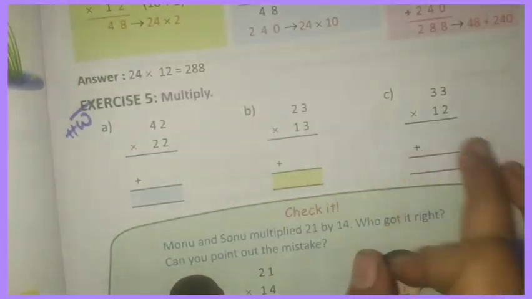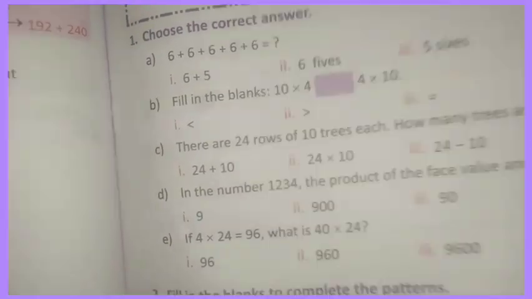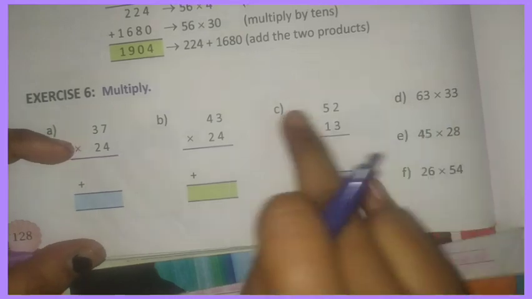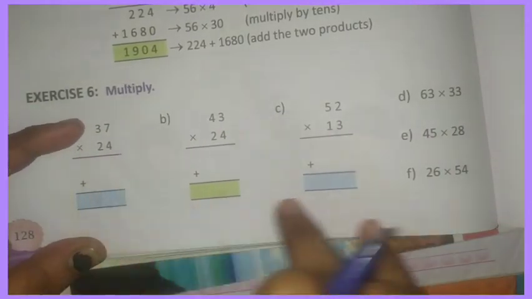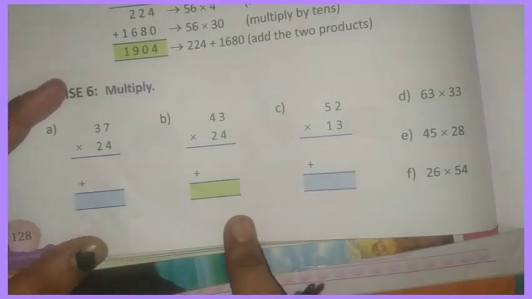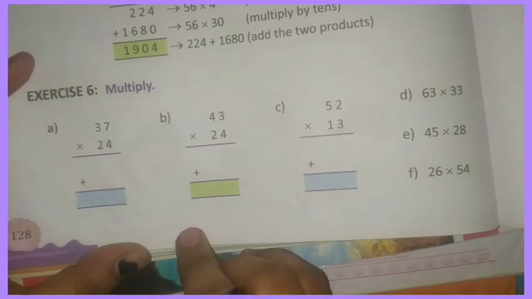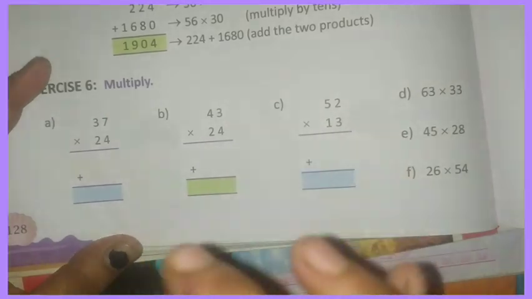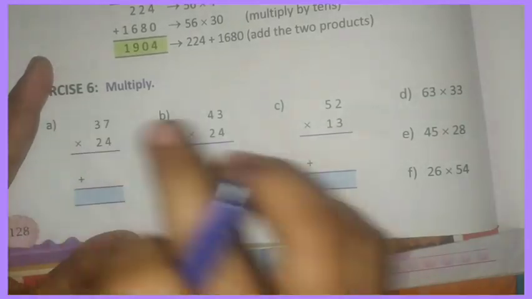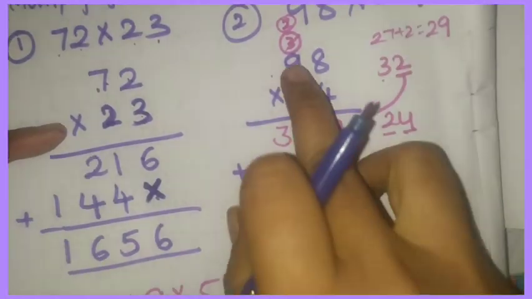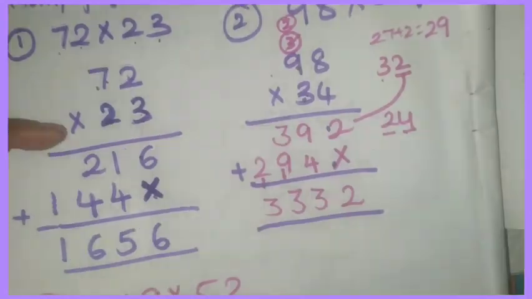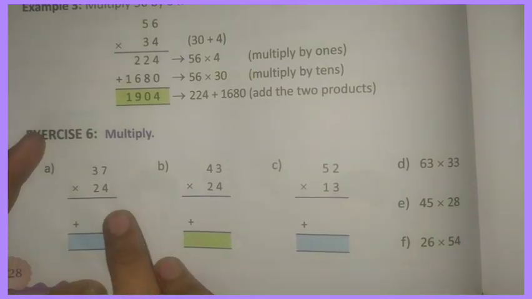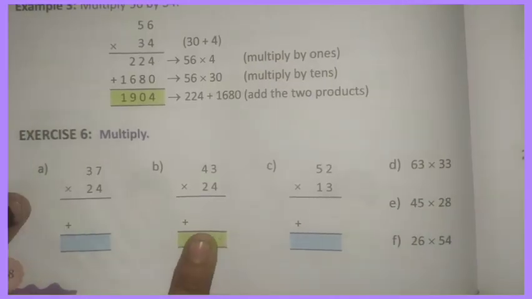Next, in the textbook page number 128, 6 questions are there. These all are homework. These all you have to do in fair notes. These all are multiplying with regrouping, means you will get carries like this. So you have to do these all in your fair notes very neatly.